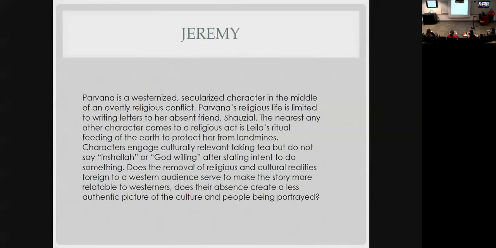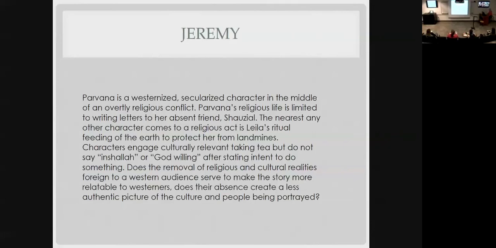Pravana is a westernized, secularized character in the middle of an overtly religious conflict. This is a fascinating question. Pravana's religious life is limited to writing letters to her absent friend, Shazay. I think that's how it's pronounced. The nearest any other character comes to a religious act is Layla's ritual feeding of the earth to protect her from landmines. Characters engage in culturally relevant acts like taking tea, but do not say, and how would I say that? Inshallah, or God willing, after stating intent to do something.